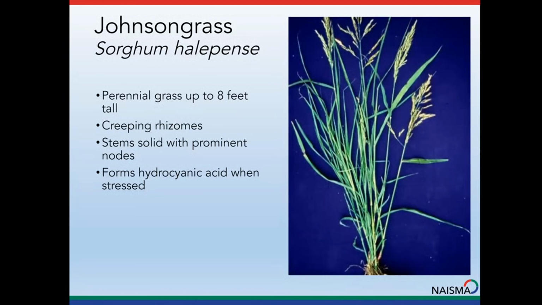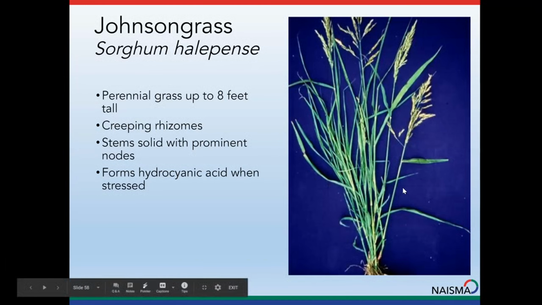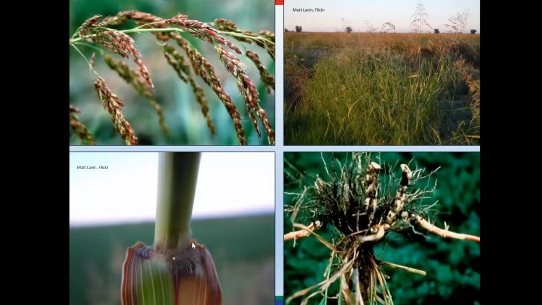Its stems are solid with prominent nodes. So I have another picture of that, it shows a little bit. And it forms a hydrocyanic acid when stressed. So when grazed or stressed, I think also by drought, it can produce these toxic acids. So here's a couple close-ups. You can see the leaf, the auricle, and the hairs there. You can see how tall the plant gets. You can see the reddish purple nature of the open panicle of seed heads, and of course the creeping rhizomes of the roots. So that is Johnson grass.